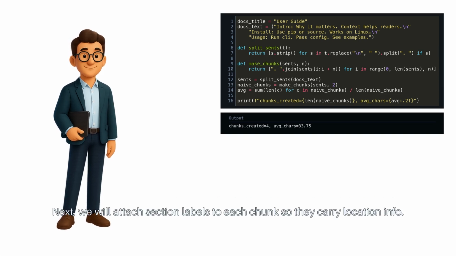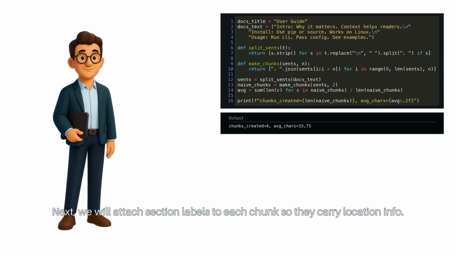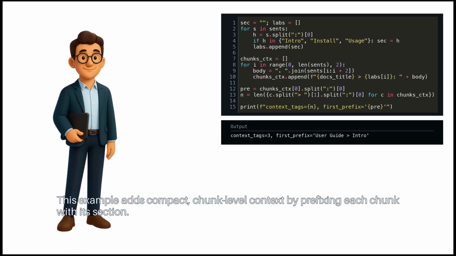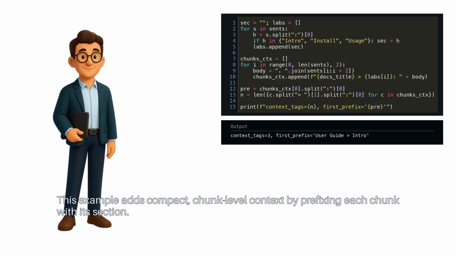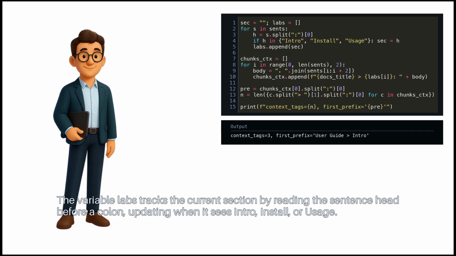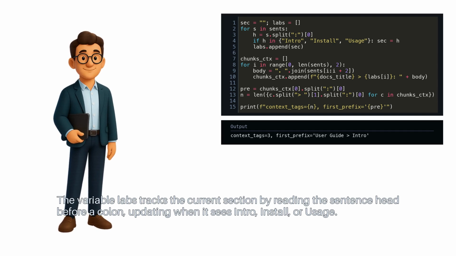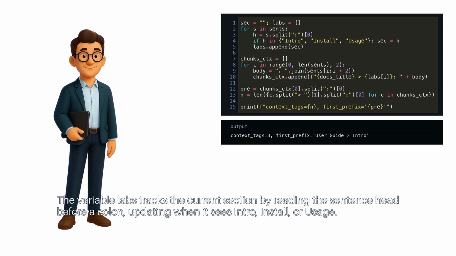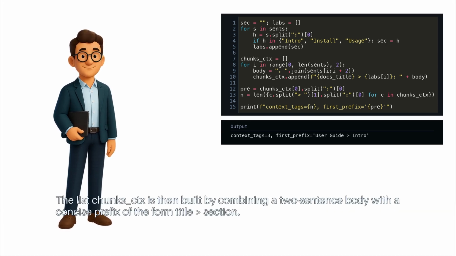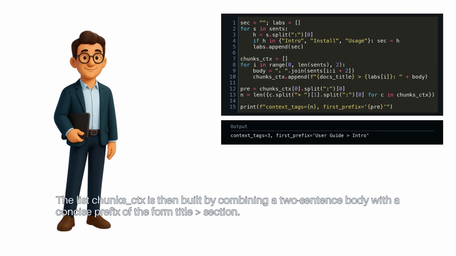Next, we will attach section labels to each chunk, so they carry location info. This example adds compact, chunk-level context by prefixing each chunk with its section. The variable labs tracks the current section by reading the sentence head before a colon, updating when it sees intro, install, or usage. The list chunks CTX is then built by combining a 2-sentence body with a concise prefix of the form title, get section.